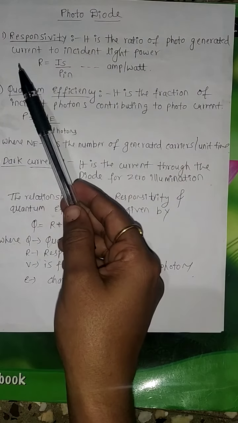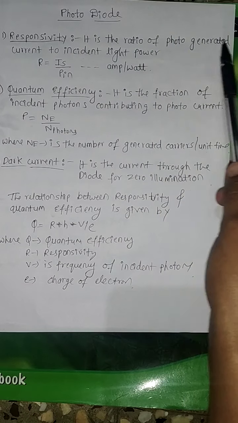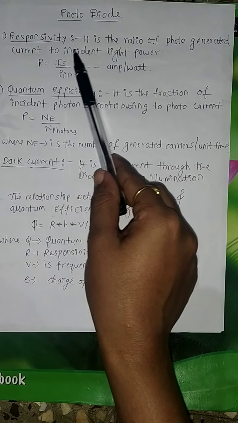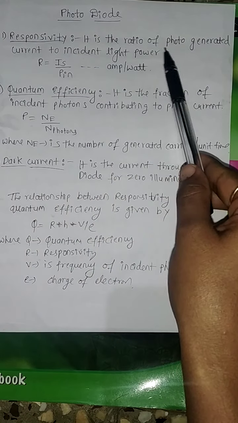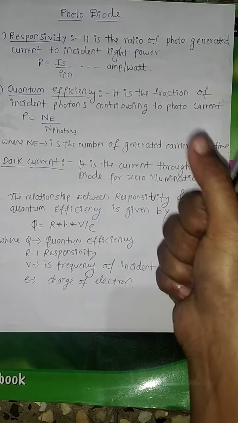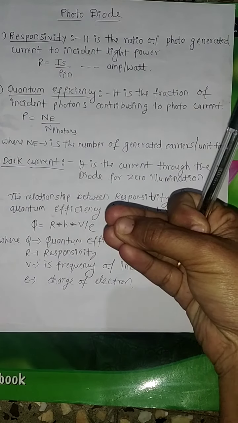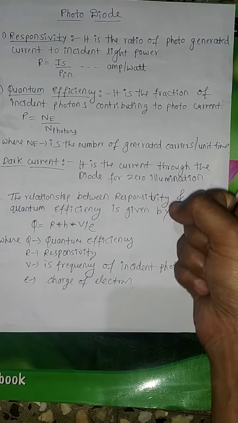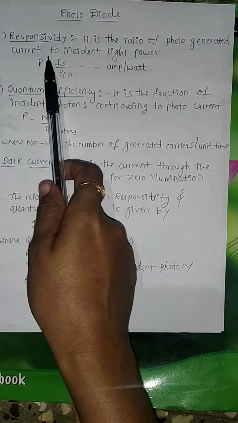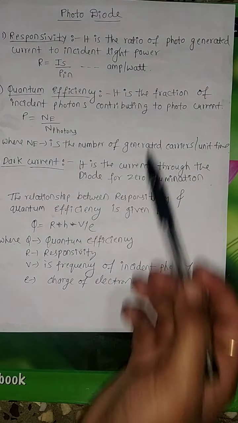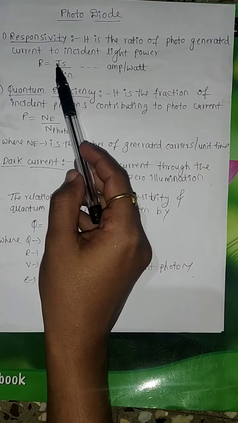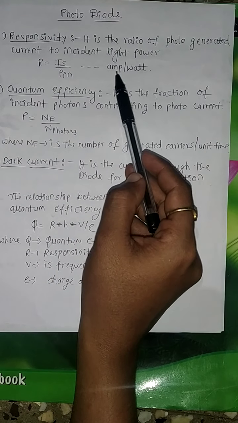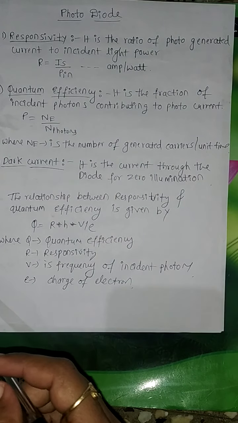So what is responsivity? It is the ratio of photo generated current to the incident light power. Your light has how much power? Due to that power, how much current is generated in your circuit? If you take that ratio, it is called responsivity. Then what will be the unit? Current is in ampere and power is in watt. So ampere per watt is the unit.